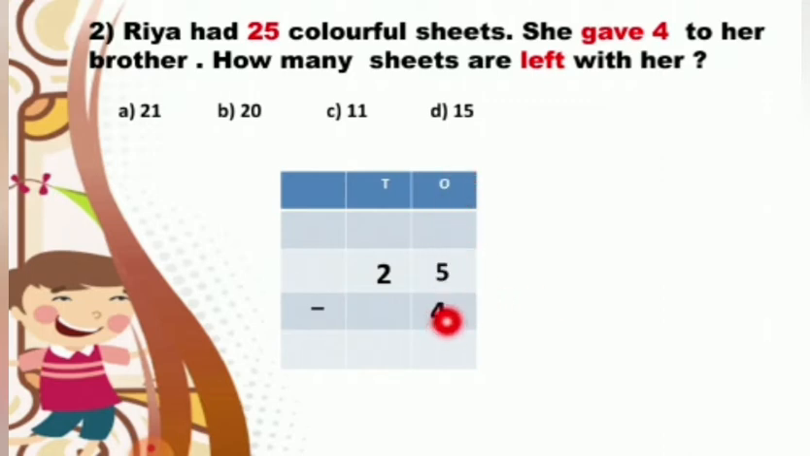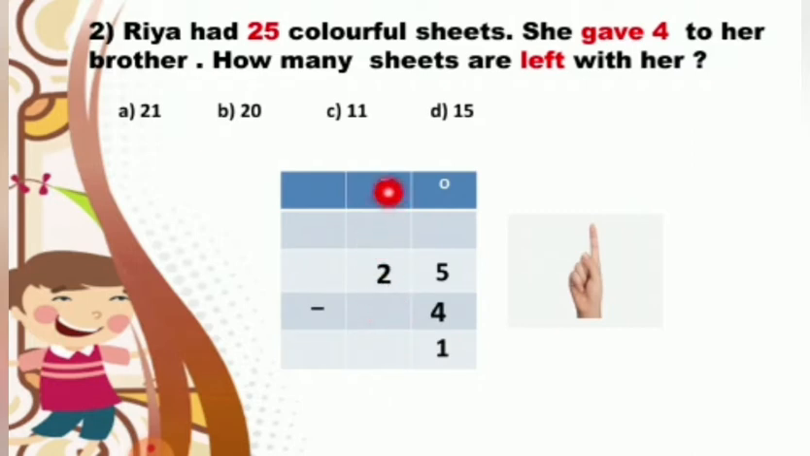We will start from ones column. 5 minus 4. So open your 5 fingers. Now how many we have to close? 4. So close your 4 fingers. How many are left? 1. So your answer is 1. 5 minus 4, the answer is 1.